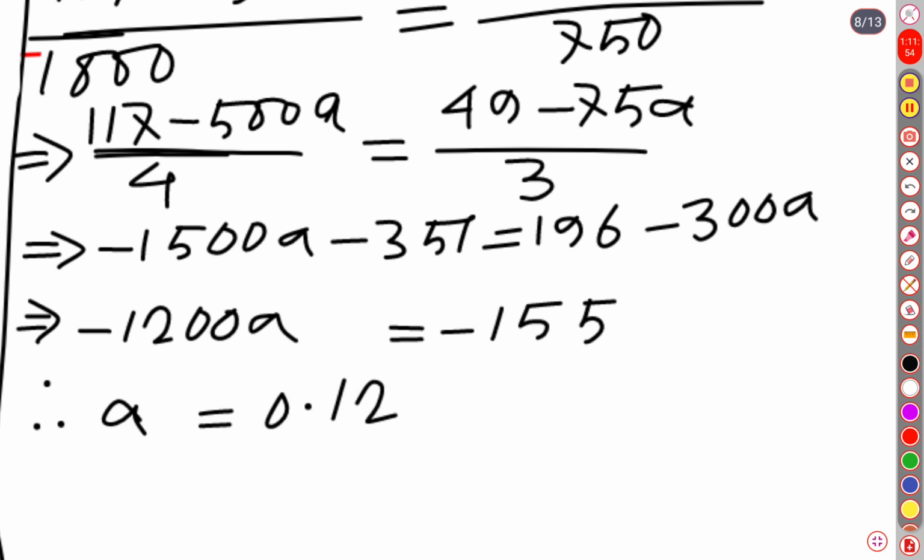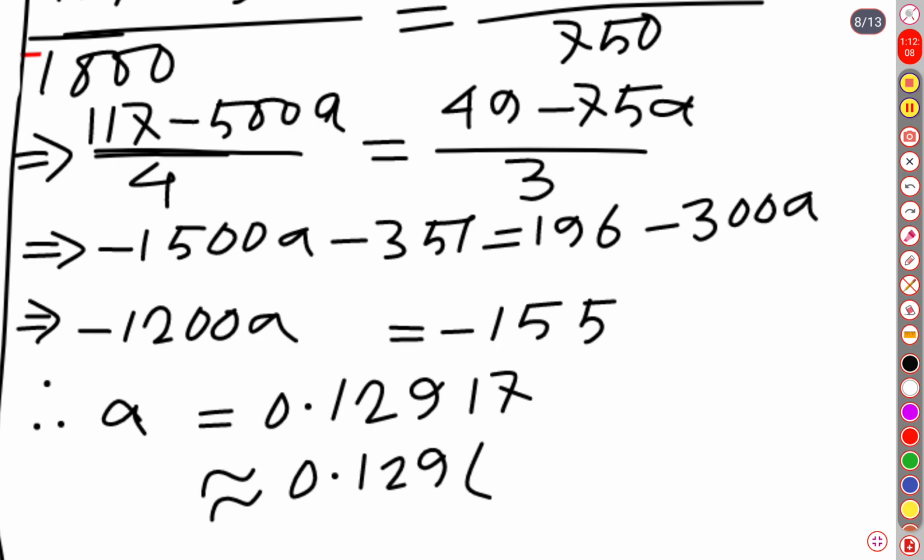0.12917. If we round it up to three significant figures, it is 0.129. Okay, that is acceleration in meter per second squared. They have told us to find a.